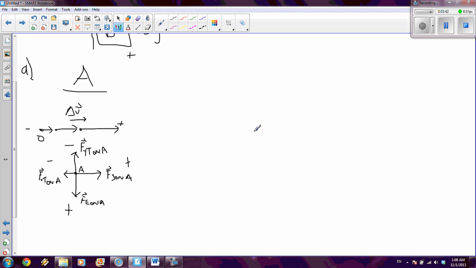Okay. So that's first system A. Now we move to system B, box B. Motion diagram, speeding up, accelerating in the positive direction according to our sketch. Times 0, negative, positive, delta v pointing down.